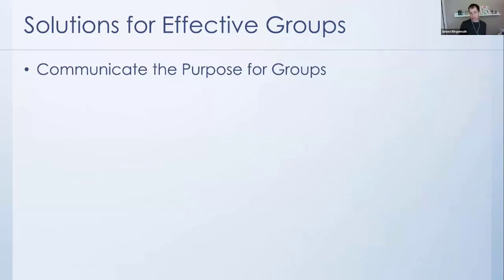So here's what you can do for effective groups. Number one, you have to tell your students why we're working in groups. If they understand why they're doing it, then they're going to be more likely to buy in. And they might not agree with it, but at least they understand it.